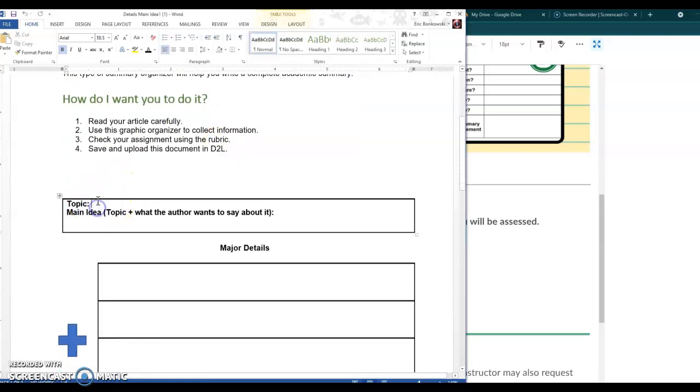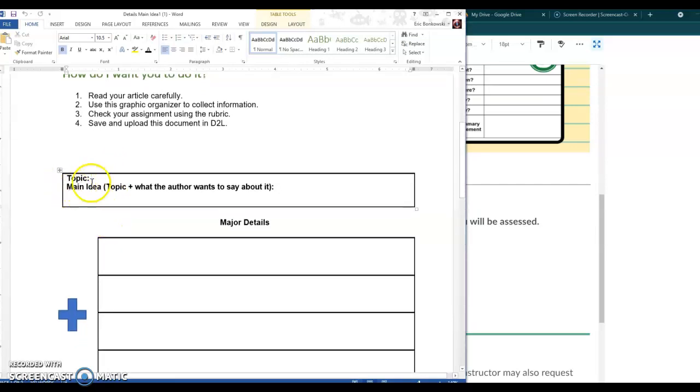The first thing it asks you to identify is the topic. So the topic is going to be the neutral idea that you're working with in your article. For a lot of us, it's going to be something like healthcare workers and vaccination, or vaccination and medical exemptions. Those are kind of going to be the topics that your article is going to be about. Then you're going to figure out what the author wants to say about it, because that's the main idea. A main idea is always the topic and what the author has to say about it.